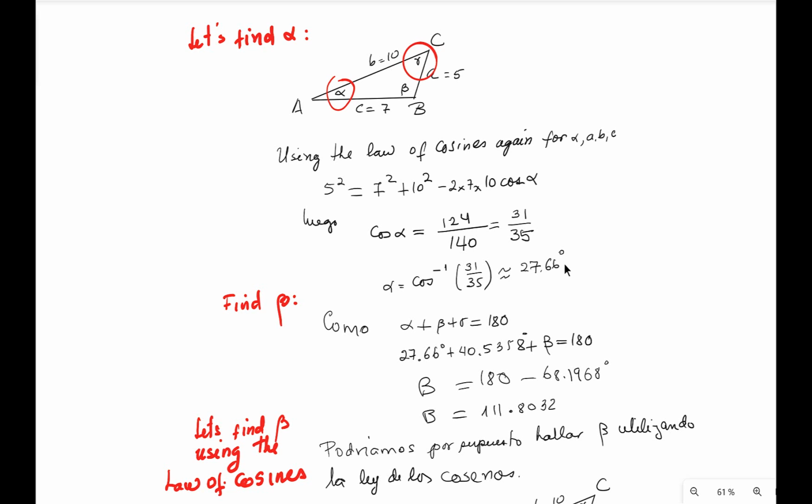Now you have two values, this and this. Now we can find beta because they all add to 180. Since you know this and you know this, you can find beta. Move this over there and wherever is required, and you will find that beta is this value, 111.